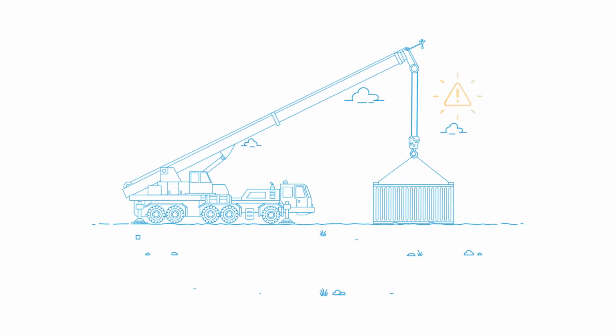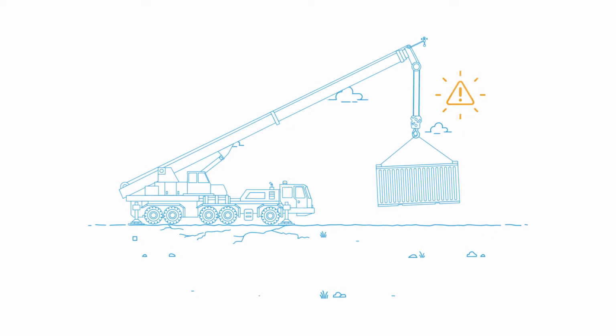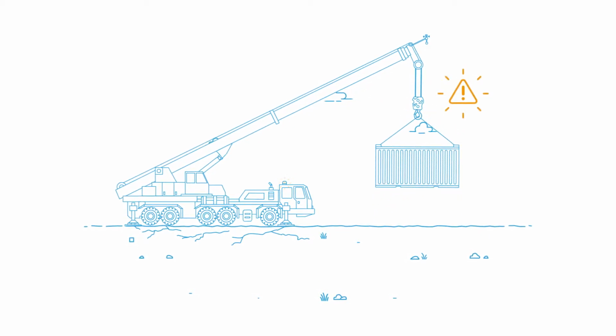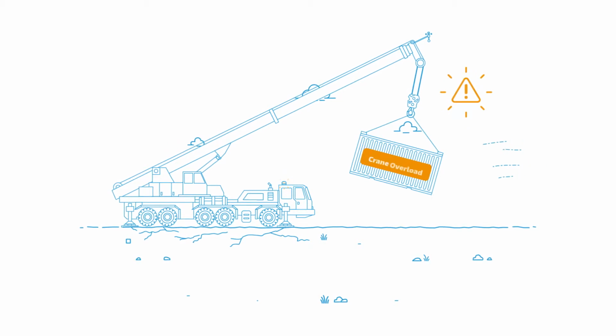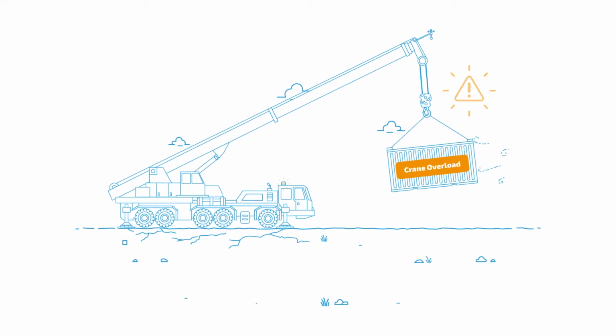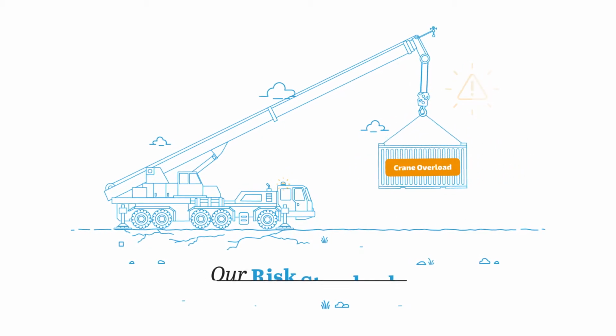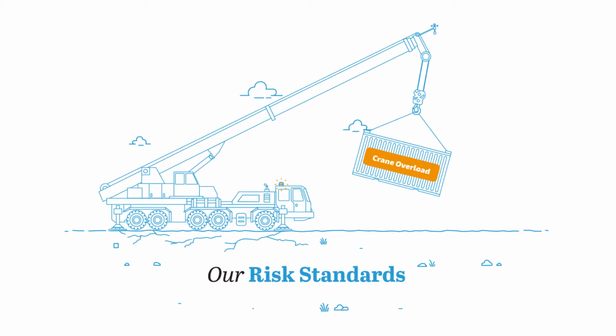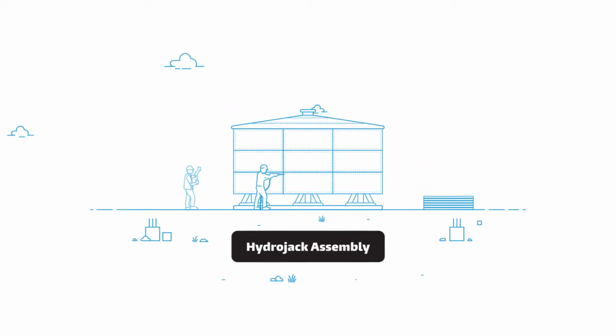As you know, lifting is high risk. Poor ground conditions, damaged equipment, high winds, and crane overload are some of the reasons cranes roll over and loads are dropped. Our risk standard aims to prevent these things happening. The best way to do this: eliminate the need for lifting.